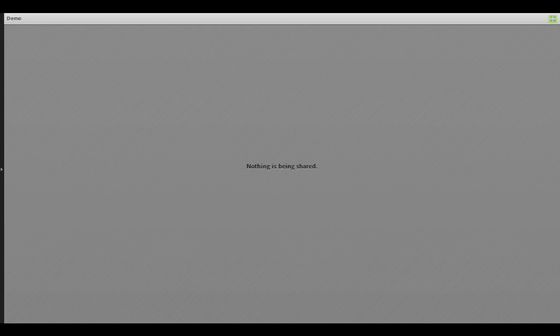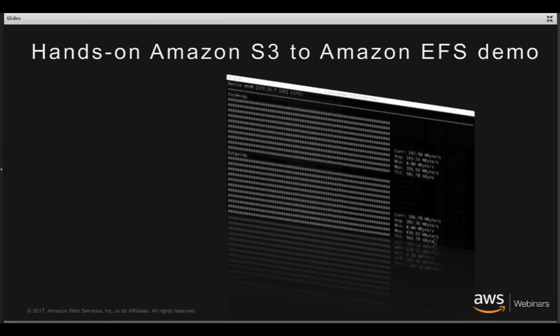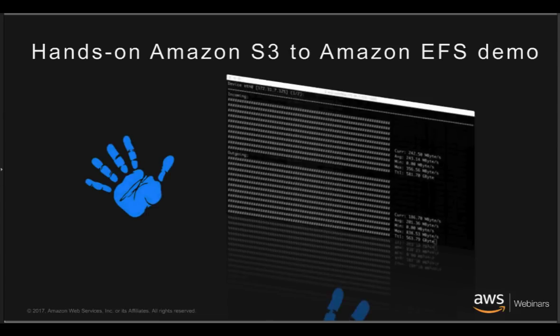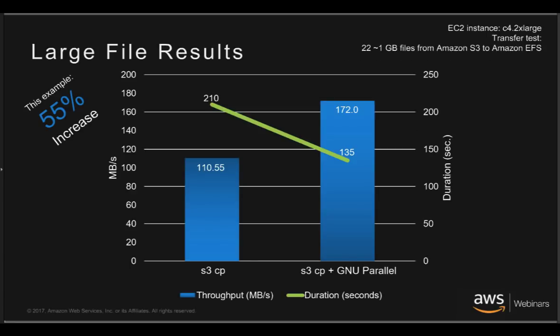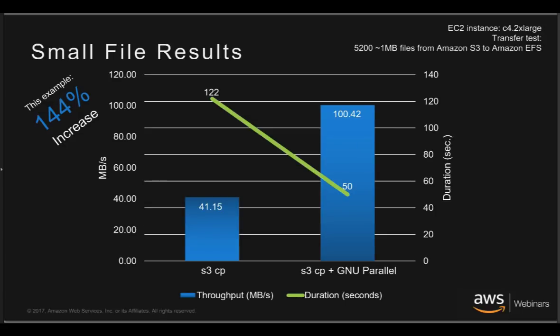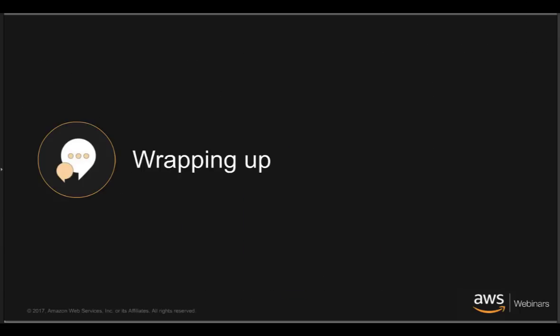So I know we're getting close to time. We have a couple of slides left to share. So first thing, we saw that while S3CP is still a multi-threaded tool and it's good, a better solution is using S3CP and GNU parallel. You're going to really get the best throughput from S3 to EFS. These are some results that I had earlier in one of my tests. We already talked through some of those results during our demo. So this is for large files, and this one is for small files.